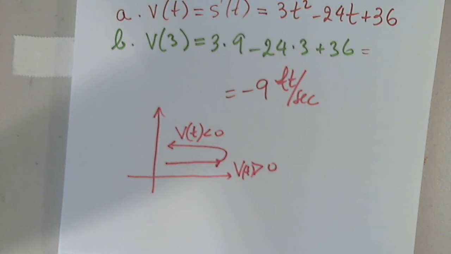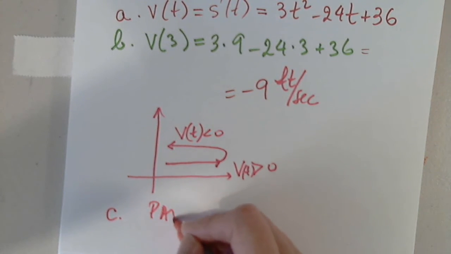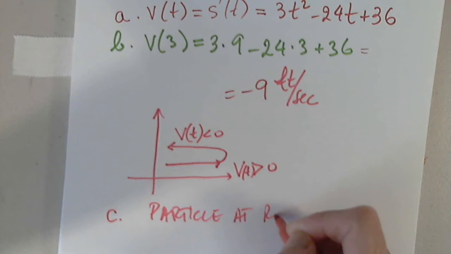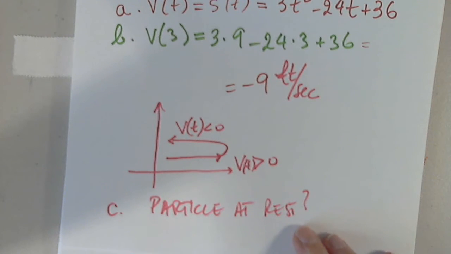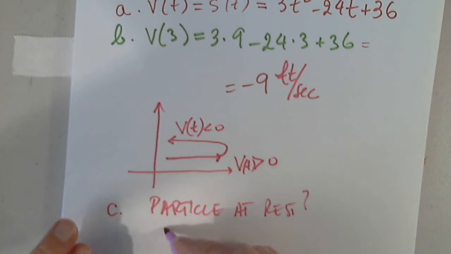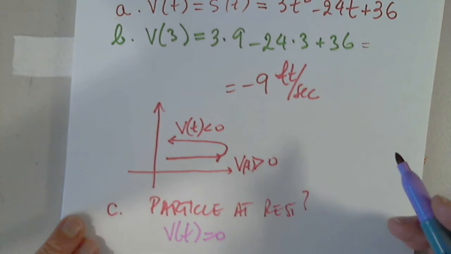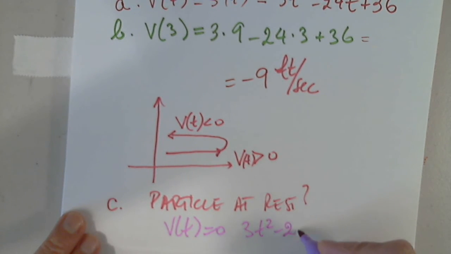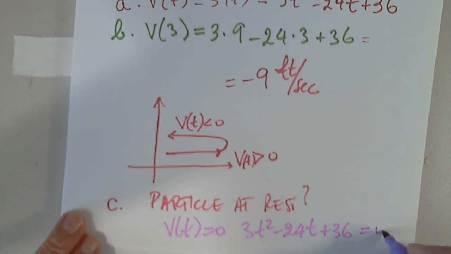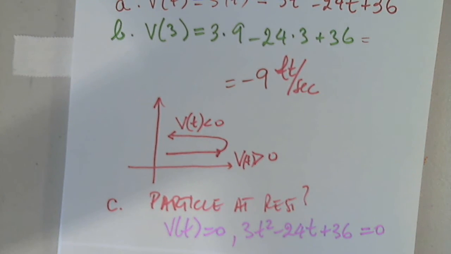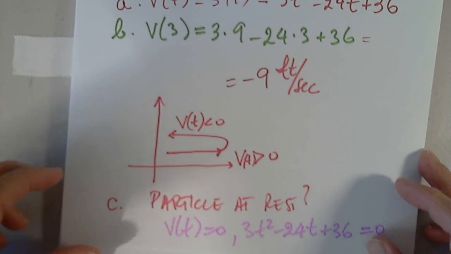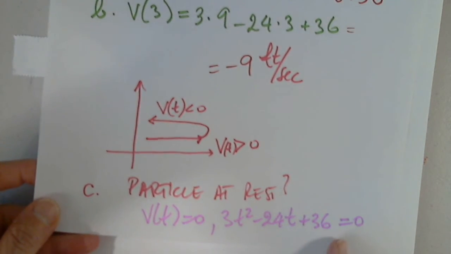Part C. When is the particle at rest? Particle at rest. When? So the question is, what does that mean? What am I really asked to determine? When is your velocity 0? Thank you very much. When v of t is 0, all I have to do is plug it in, which is 3t squared minus 24t and plus 36 equals 0. So the particle is at rest when the velocity is 0. Okay, so we have to solve this equation.